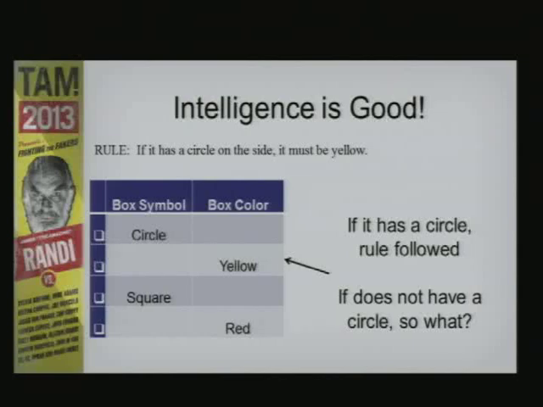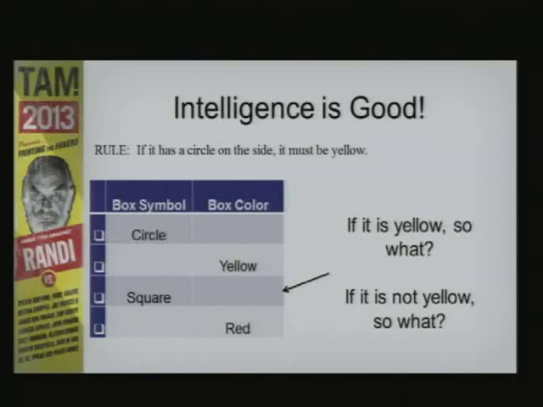If you pull the box that's yellow, if it has a circle, the rule was followed. If it doesn't have a circle, so what? Have you really learned anything? Have you learned that the rule is always followed? This is the most common answer, though. This corresponds to the four card. It's the most common answer, and yet it really doesn't tell us anything, because the rule doesn't say that if it's yellow, it must have a circle. It can be yellow and not have a circle. If you've pulled the box with the square and it's yellow, so what? If it's not, so what? Very few people actually choose the K card.